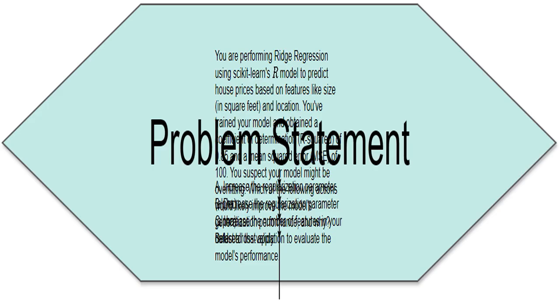I'm given a ridge regression model predicting house prices. The model's R squared, a measure of how well the model fits the data, is 0.85. And the mean squared error, MSE, average squared difference between predictions and actual values, is 100. I suspect overfitting. The model is too closely tied to the training data and won't generalize well to new data. I need to choose the actions that will likely improve the model's performance on unseen data.